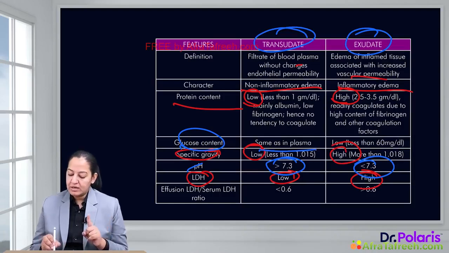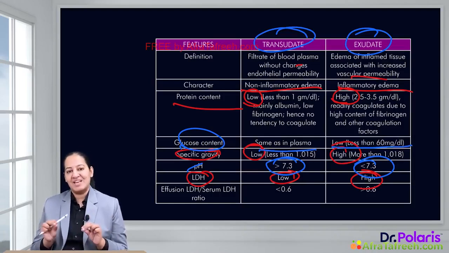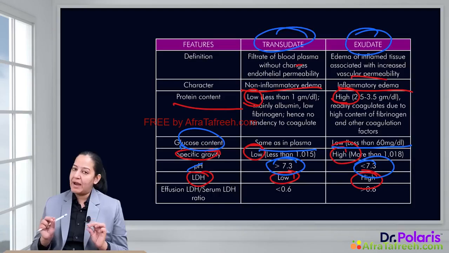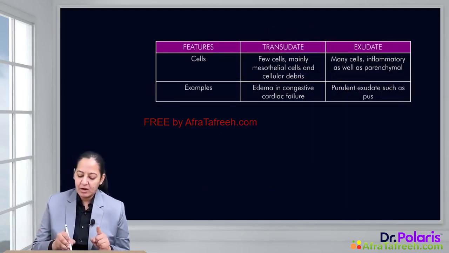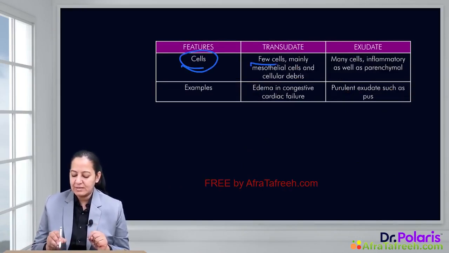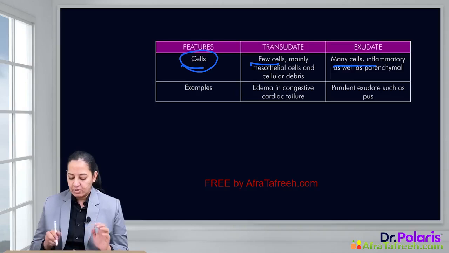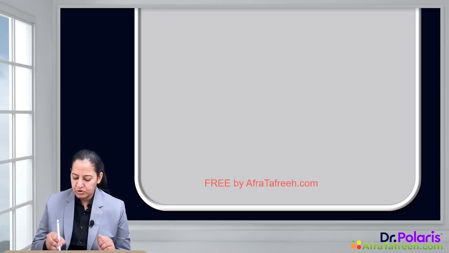The glucose content of transudate is the same as that of plasma, but the glucose content of exudate is low because the bacteria present in the inflammatory fluid, you can learn it like that, the microbe is consuming the glucose. So here glucose is low. And if you see the cells, there are few cells in the transudate and more cells in the exudate.